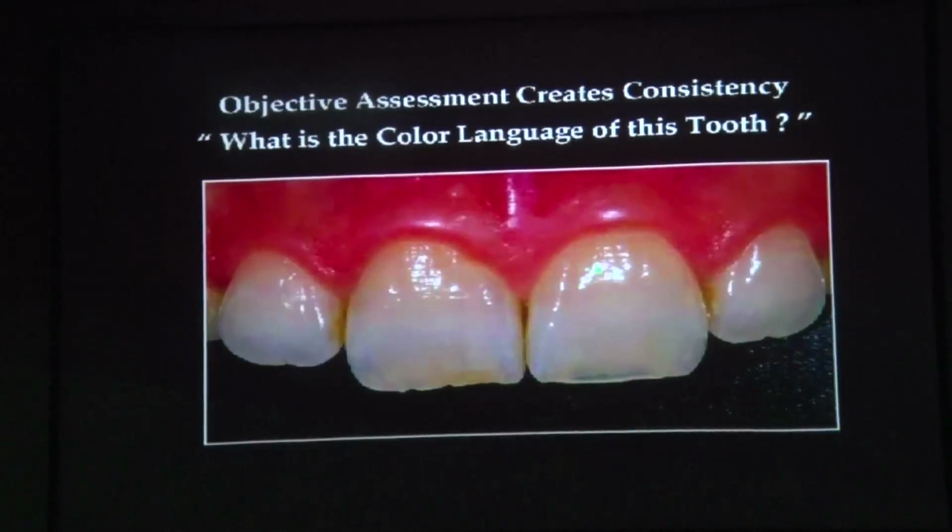Apart from that, you see a lot of textures. Can you see the perikymata running here? See the line angle? See the grooves? Beautiful. See, it's got an amber halo here, and a white halo here, that's the translucency.